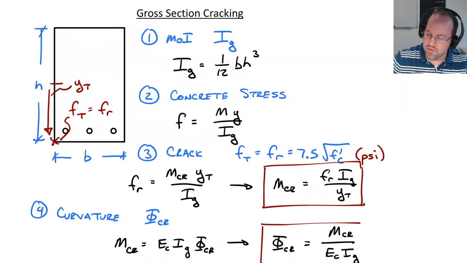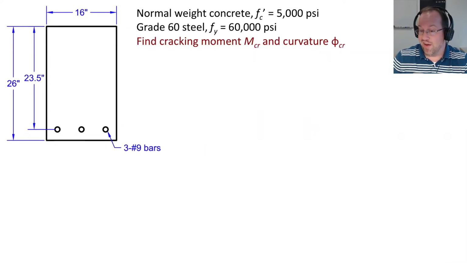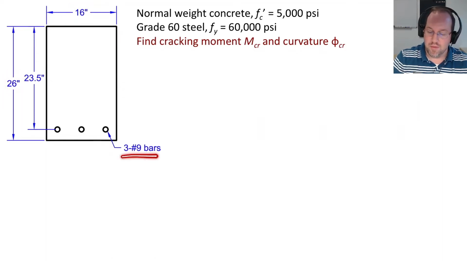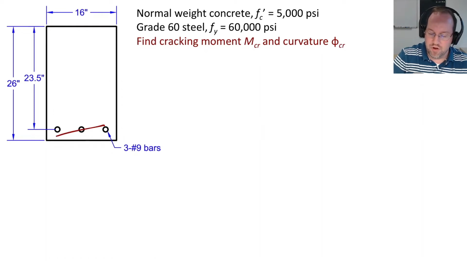So those are the two expressions that we'll be using, and we're going to do an example of this on a simple rectangular beam. So here's our beam. We have normal weight concrete, 5,000 PSI is my strength, and I'm using grade 60 steel with a 60 KSI yield strength. I want to calculate the cracking moment and curvature at cracking for this particular section. Dimensions are shown here on the left. I have a 16-inch wide beam, it's 26 inches deep, and I have 3 number 9 bars. Of course, that doesn't really matter here because we're going to be doing a gross section for this first example, so I'm just going to cross out that steel.